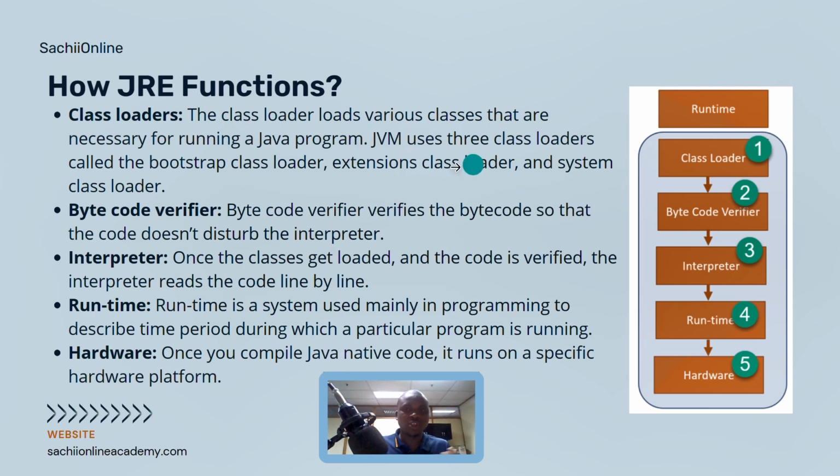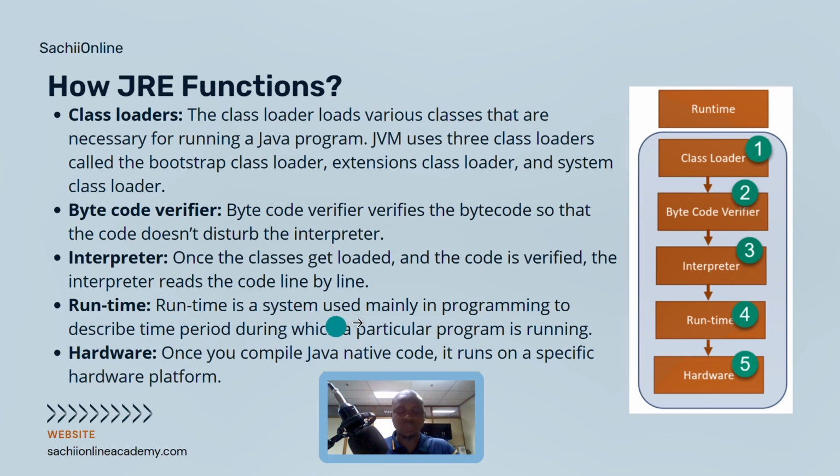So you need the class loaders, which are the bootstrap class loader, extension class loader, as well as the system class loader. And then you need the bytecode verifier. The bytecode verifier verifies the bytecode so that the code doesn't disturb the interpreter. Remember, we are taking the bytecode and putting it to the interpreter. So you need the interpreter itself now. Once the classes get loaded and the code is verified, the interpreter reads the code line by line and then passes it to the runtime.